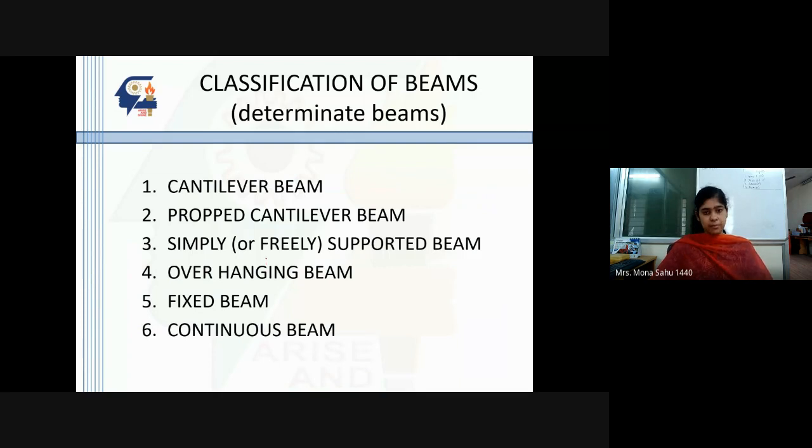Clear? Are you guys clear? So we learned about beams, we learned about static equilibrium and types of support. Let's go ahead with the types of beams. So we've got cantilever. We'll be solving problems on cantilever and simply supported beams. Propped cantilever is also there, of course, and overhanging also we'll be solving problems. Fixed beams and continuous beams are also available.